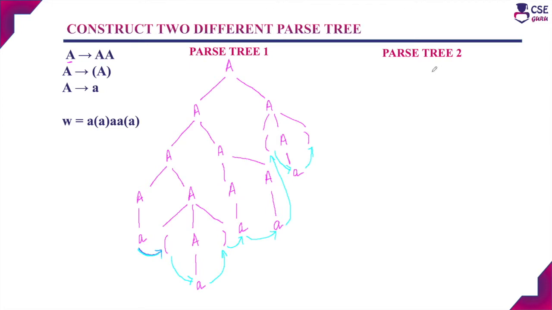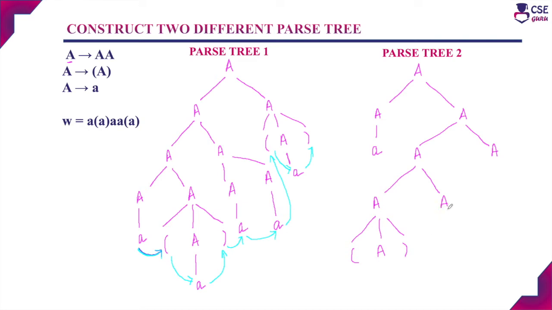Now we will construct the second parse tree. The parse tree starts with the start symbol A, and for this A we will apply the production rule A derives AA. And again for this non-terminal A, we will apply the production rule A derives A. Now for this non-terminal A, we will apply the production rule A derives AA. Now for this non-terminal, again we will apply the production rule A derives AA. Next, for this non-terminal, we will apply the production rule A derives open bracket A and then close bracket.